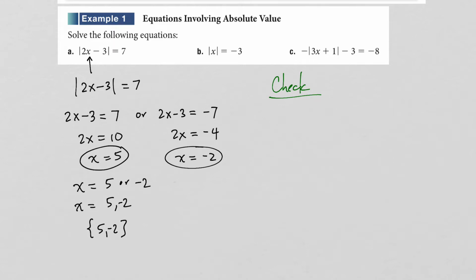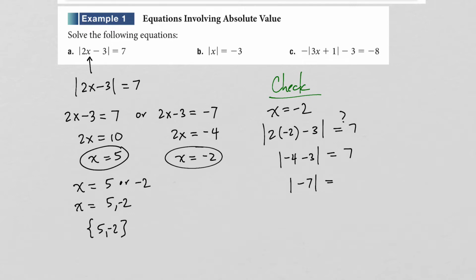So if x is equal to, I said negative 3. If x is equal to negative 2, let's check that answer. We get the absolute value of 2 times negative 2 minus 3 is equal to 7. Well, 2 times negative 2 is negative 4. Negative 4 minus 3 is negative 7. And the absolute value of negative 7 is 7. So you can see that both answers check. Let's take a look at the next problem.